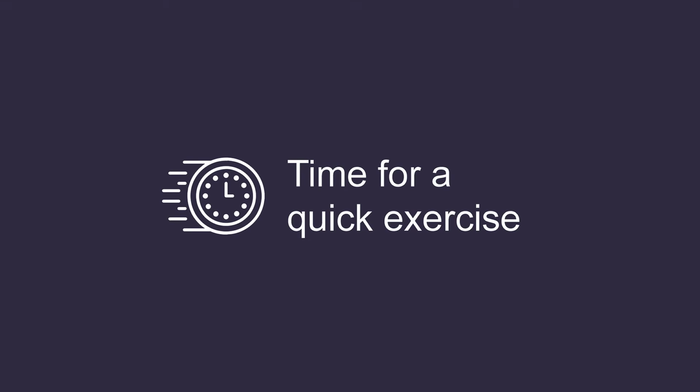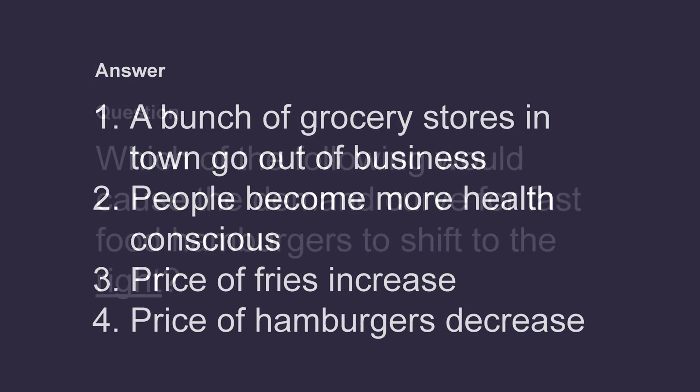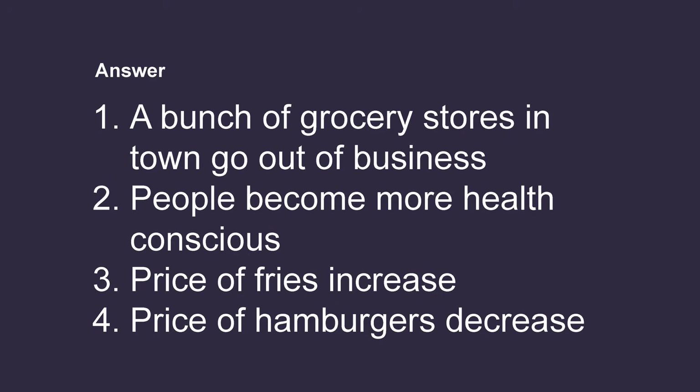All right, now let's get into the practice exam question. Which of the following would cause the demand curve for fast food hamburgers to shift to the right? 1. A bunch of grocery stores in town go out of business. 2. People become more health conscious. 3. The price of fries increases. Or 4. The price of hamburgers decreases. Take a moment and pause the video if you have to, and then we'll continue.